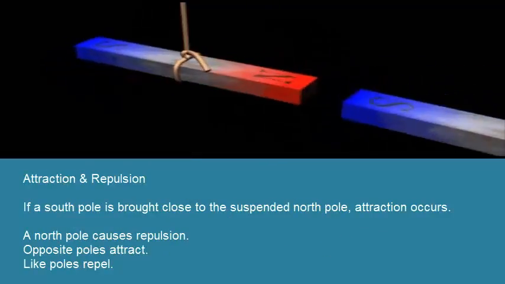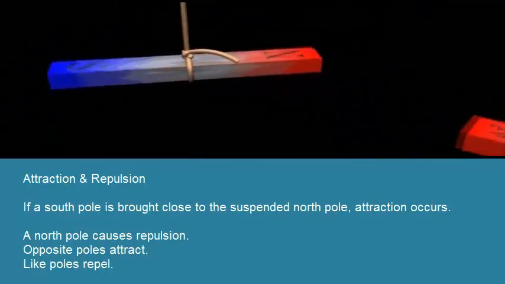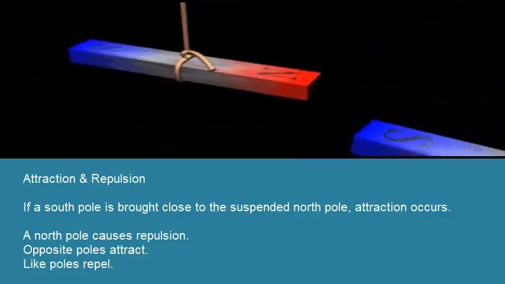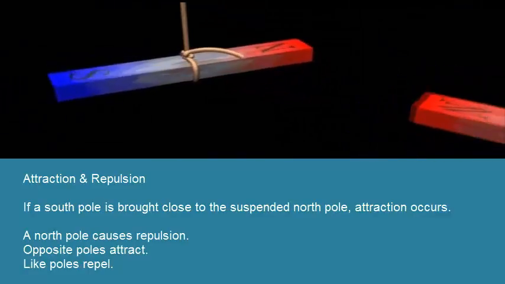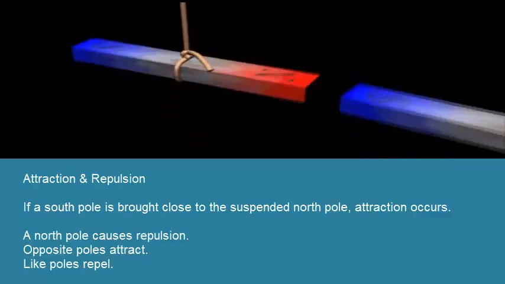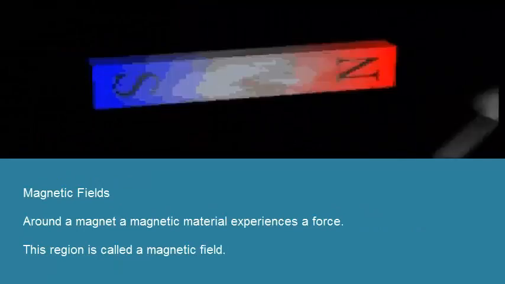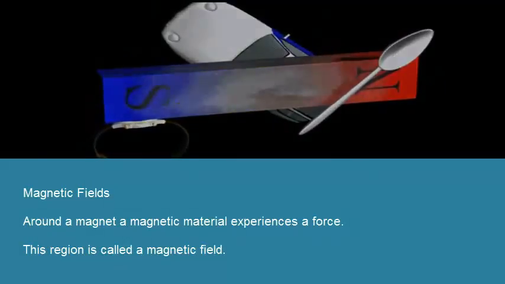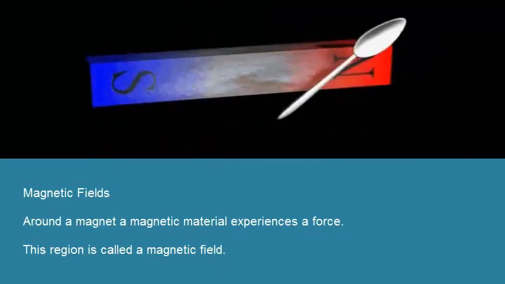If a south pole is brought close to the suspended north pole, attraction occurs. A north pole causes repulsion. Opposite poles attract. Like poles repel. Around a magnet, a magnetic material experiences a force. This region is called a magnetic field.